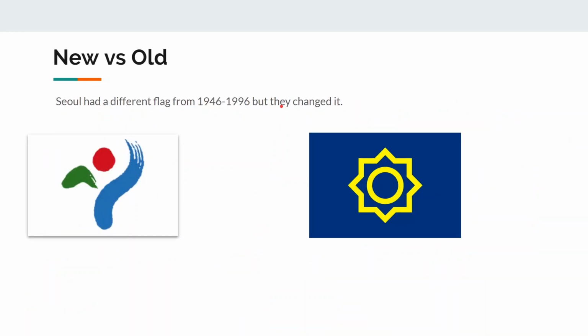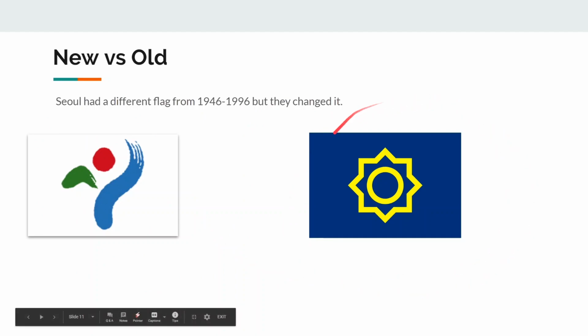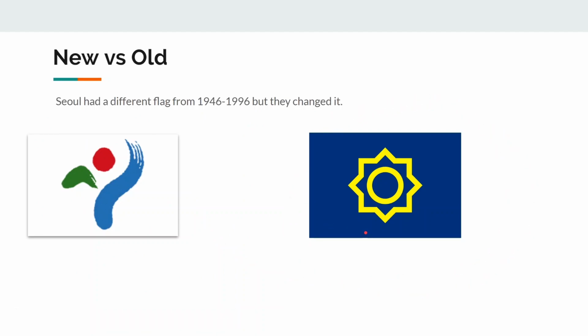Now, Seoul had a different flag from 1946 to 1996. They changed it. This is the new flag, what they have now. This is the old flag. And I think it looks better, but apparently it's old-fashioned. We have the city wall and the roads, and there are seven points here on this heptagon. And that's supposed to represent seven hills, or rather the seven mountains of Seoul, the Namsan and Gwanaksan and so on. And so there's supposed to be meaning there.